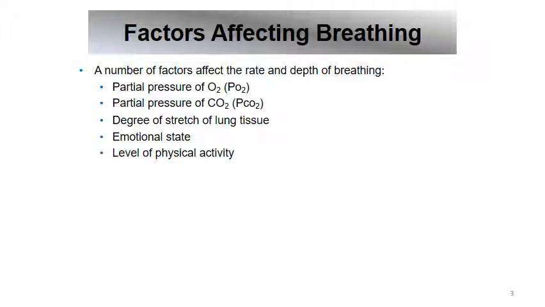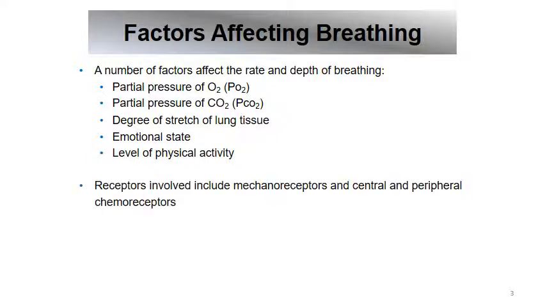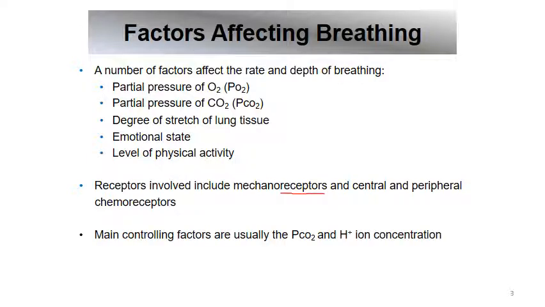The partial pressure of oxygen and CO2 can affect the rate and depth of breathing. It also says here the stretching of the lung tissue, emotional state, and physical activity. We're going to learn about special receptors that look at the gas concentration, or the partial pressure of gas: the central and peripheral chemoreceptors. The main controlling factor of regulation of breathing depends on the concentration of CO2 and hydrogen ions, but we will also see the peripheral chemoreceptors do look a little bit at the oxygen levels as well.